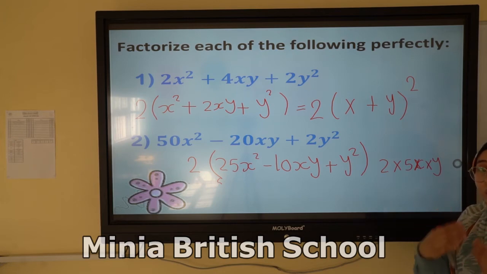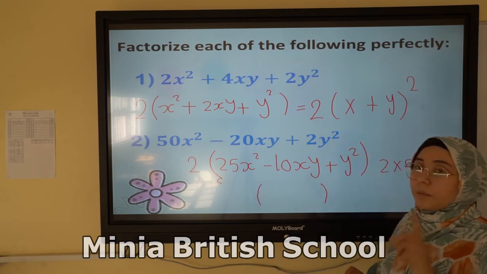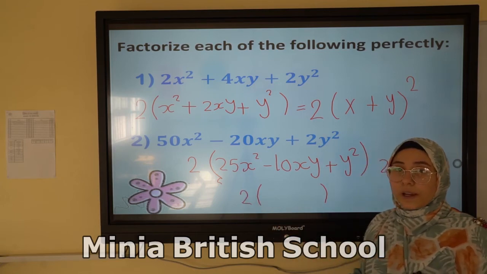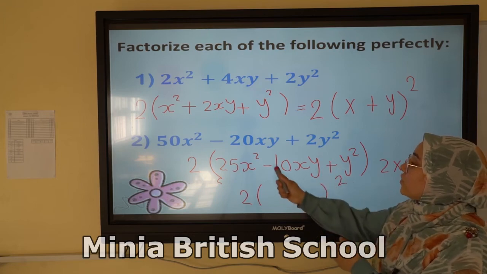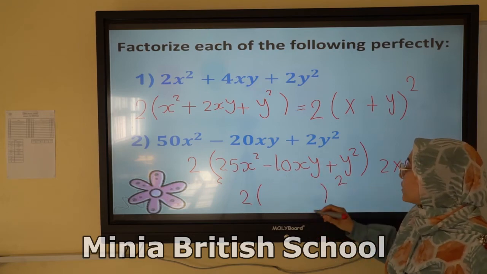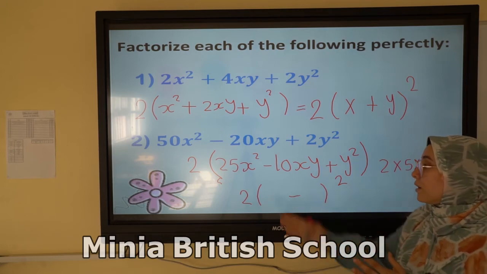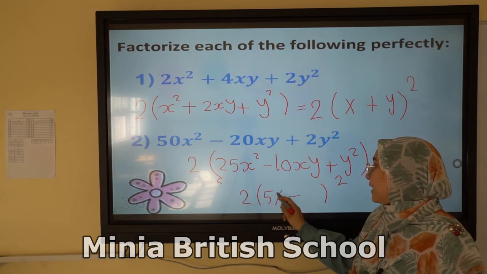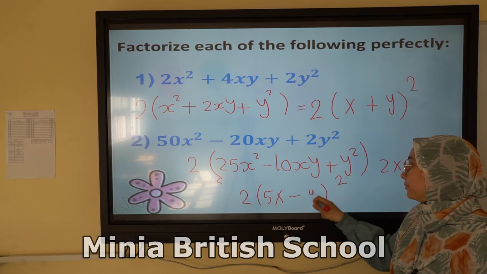I said to factorize the perfect square you can open an arc. But first, don't forget the highest common factor outside, okay? This arc raised to power 2, yes. The sign of the middle term here is negative, so put a negative sign inside this arc. Then, square root of the first term, 5x, square root of the second term, y.